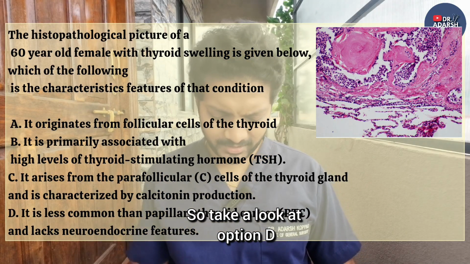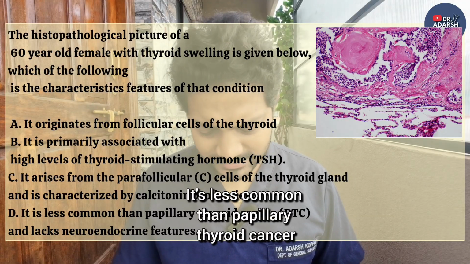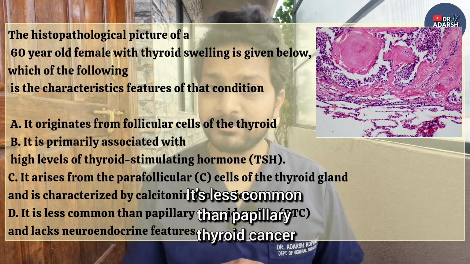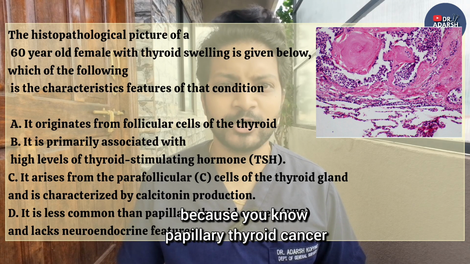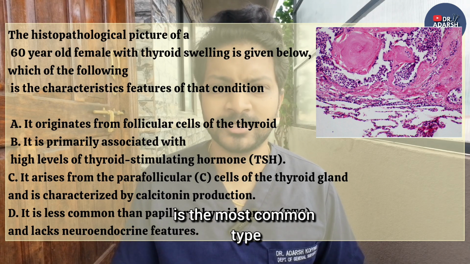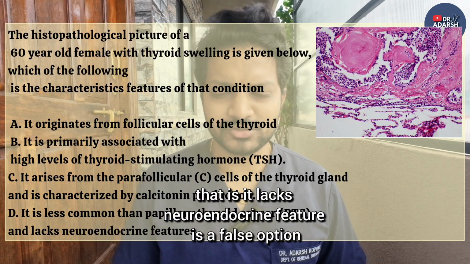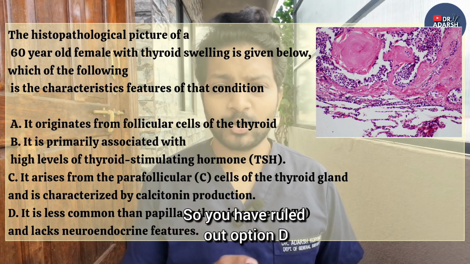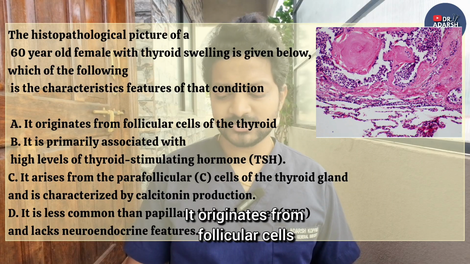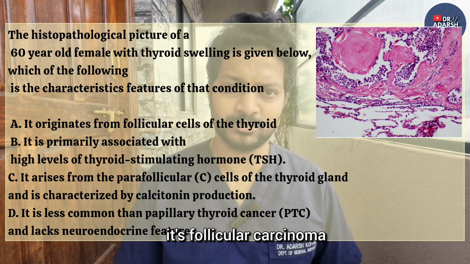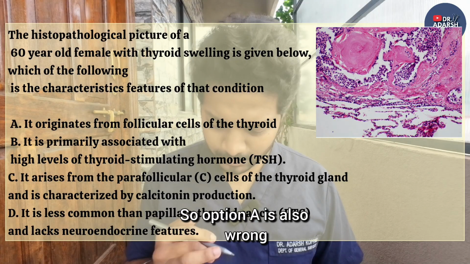So take a look at option D. It's less common than papillary thyroid cancer and lacks neuroendocrine feature. The first half is correct. It's less common than papillary thyroid cancer because papillary thyroid cancer is the most common type, right? But the second part, that is, it lacks neuroendocrine feature, is a false option. So you have ruled out option D. What about option A? It originates from follicular cells. No, if it's originating from follicular cells, it's follicular carcinoma. It can't be medullary. So option A is also wrong.